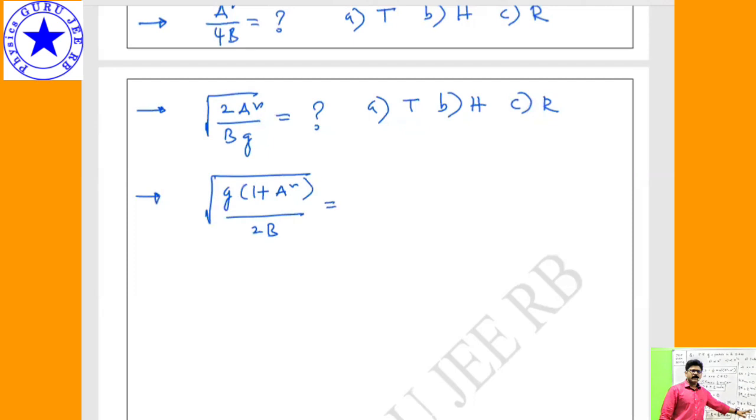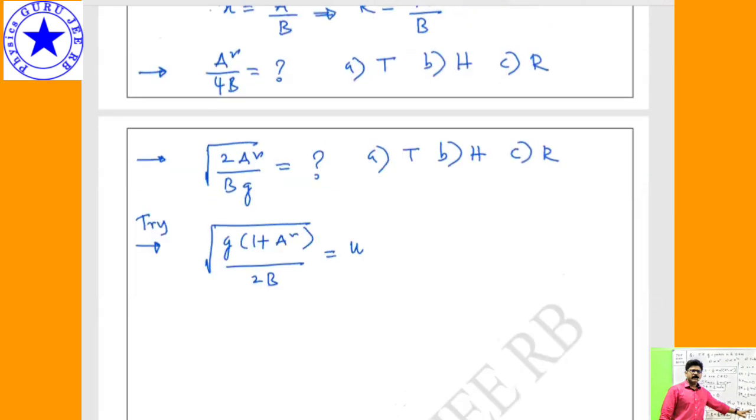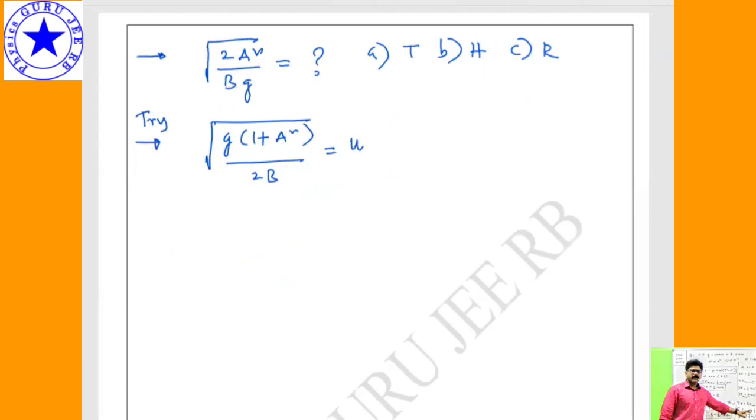So what you'll be getting, this will be the initial velocity. This you can try, right? So under root of g into 1 plus a square divided by 2b is u. Just verify on both sides. So in this, a square by 4b is there, and if I take, come on, yes, anybody got it?